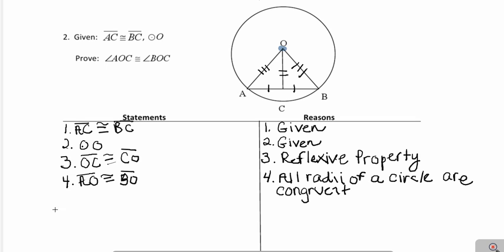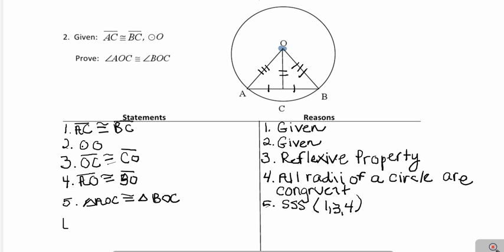And then finally, now we can prove the two triangles congruent. So triangle AOC is congruent to triangle BOC by side, side, side, and don't forget to include those step numbers. So you have a side in step 1, a side in step 3, and a side in step 4.